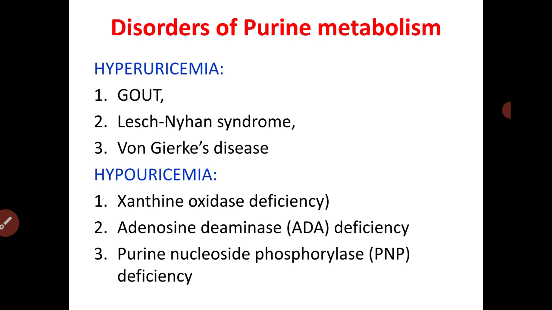So we'll see what are the causes that will cause hyperuricemia and hypouricemia. The causes for hyperuricemia are gout, Lesch-Nyhan syndrome and von Gierke's disease, whereas the causes for hypouricemia are xanthine oxidase deficiency, adenosine deaminase deficiency and purine nucleoside phosphorylase deficiency. These are the enzymes that are involved in purine catabolism. Therefore, deficiency of these enzymes will lead to hypouricemia.